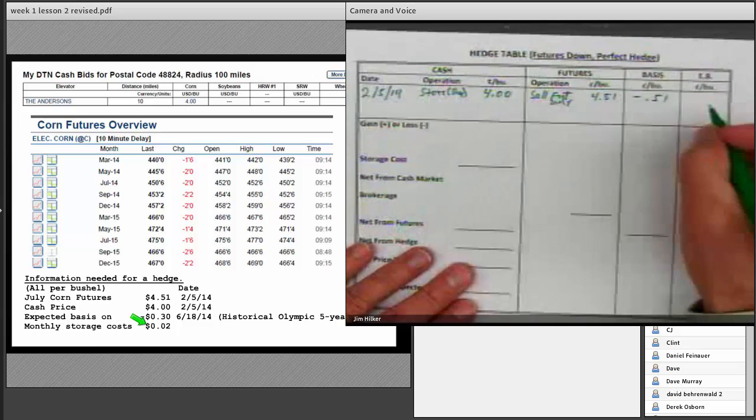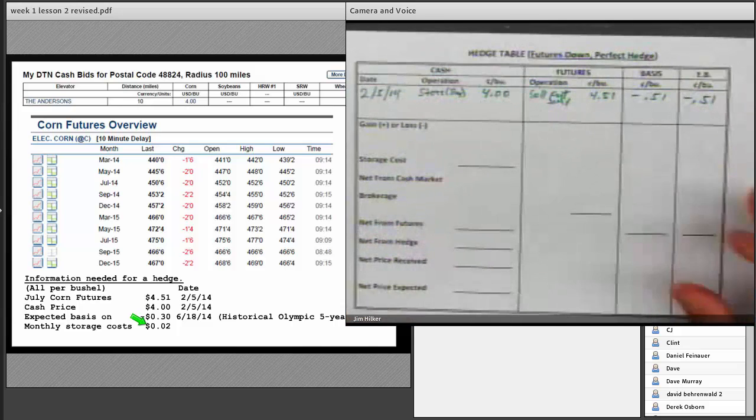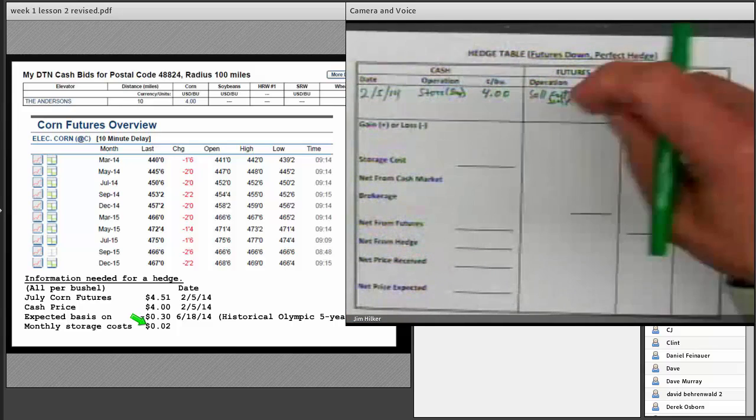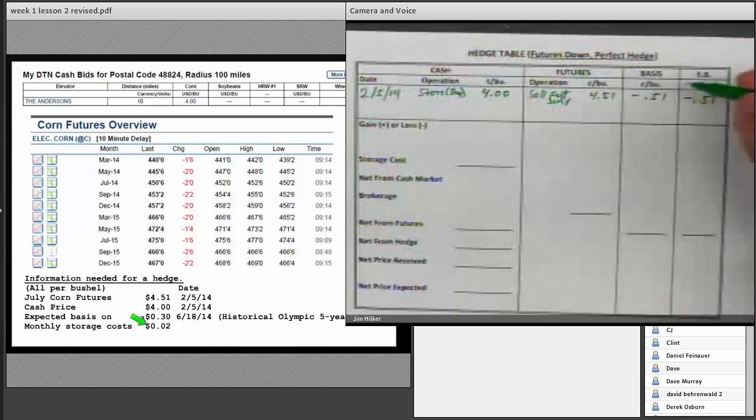Minus 51 cents. Now we don't need an expected basis. Minus 30 cents. We know what the basis is. Is that a plus or negative? Minus 51 cents. Now you wonder why I'm doing all these. We've gone from minus 51. We can calculate a hedge with these two columns, or we can actually find 21 cents a hedge with just this one column.